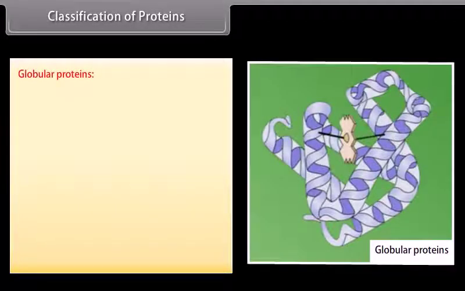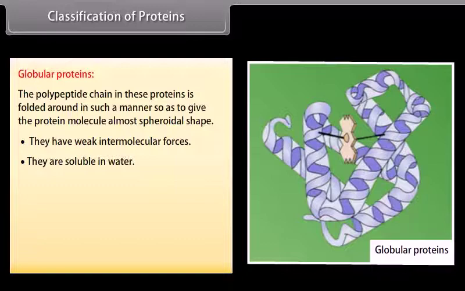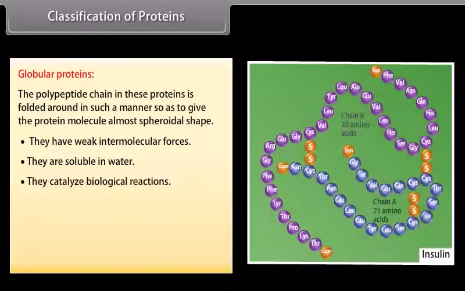Globular proteins: the polypeptide chain in these proteins is folded around in such a manner as to give the protein molecule an almost spheroidal shape. They have weak intermolecular forces. They are soluble in water. They catalyze biological reactions, for example, insulin and thyroglobin.